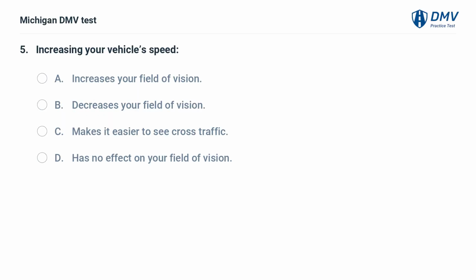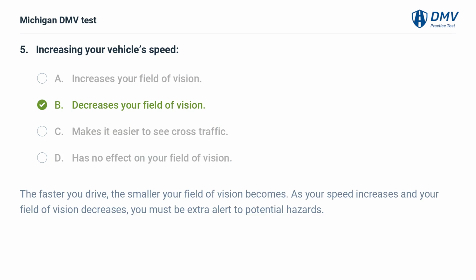Increasing your vehicle's speed. A. Increases your field of vision. B. Decreases your field of vision. C. Makes it easier to see cross traffic. D. Has no effect on your field of vision. B. Decreases your field of vision. The faster you drive, the smaller your field of vision becomes. As your speed increases and your field of vision decreases, you must be extra alert to potential hazards.